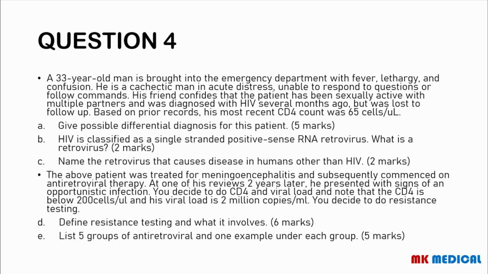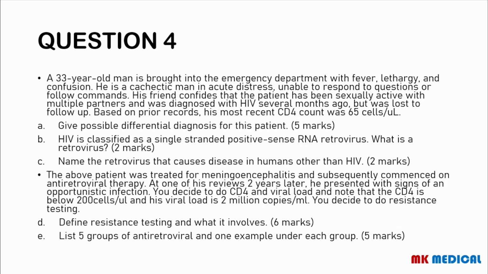Moving on to question 4. A 33-year-old man is brought into the emergency department with fever, lethargy, and confusion. He is cachectic, in acute distress, unable to respond to questions or follow commands. His friend confides that the patient has been sexually active with multiple partners and was diagnosed with HIV several months ago, but was lost to follow-up. Based on prior records, his most recent CD4 count was 65 cells per microliter. Give the possible differential diagnosis for this patient.